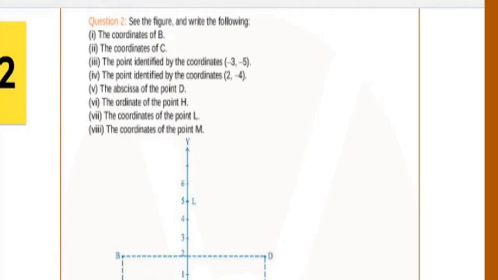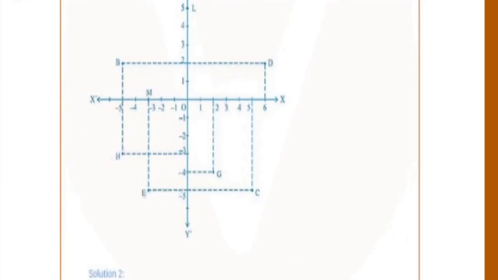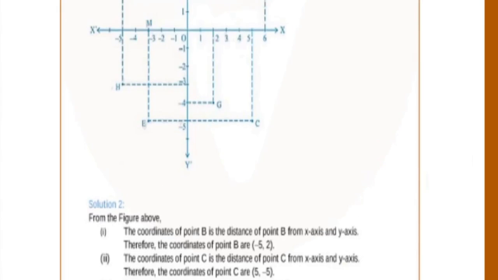Similarly, you can find out the point identified by the coordinate (-3, -5). So you have to read the question and you have to write the answers. Answers are here. Third one, (-3, -5), that point E. The coordinate of the point E is -3 and -5. So this question you have to write down in your classwork copy.